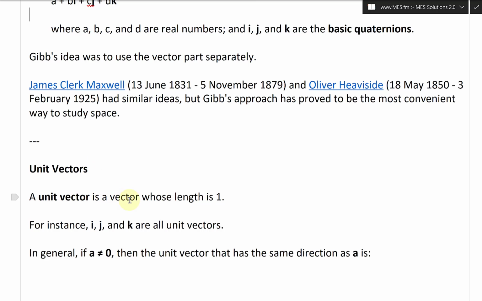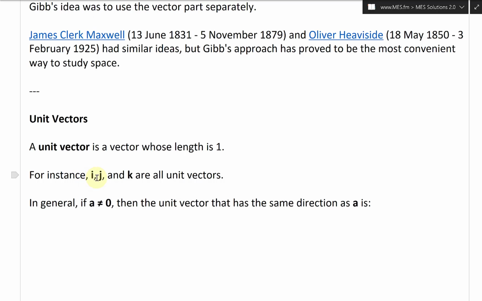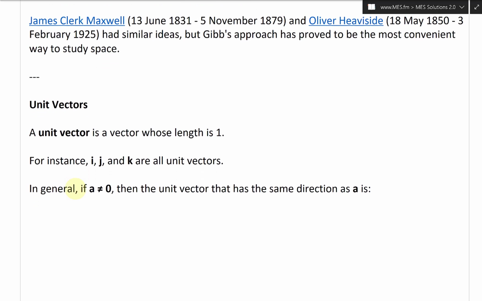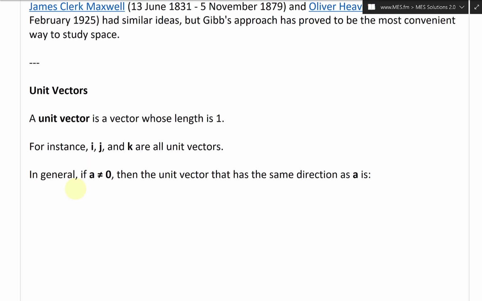So a unit vector is a vector whose length is 1. For instance, i, j, and k are all unit vectors. And in general, if the vector a is not equal to the 0 vector, then the unit vector has the same direction as a. The 0 vector has no direction, it's just a point in space. All right, so I'm going to write this out. So it has the length of 1.